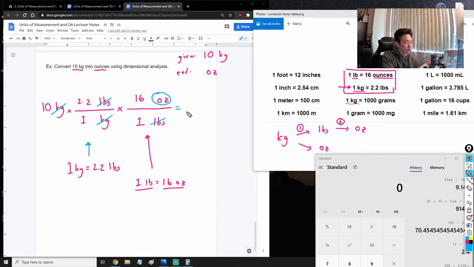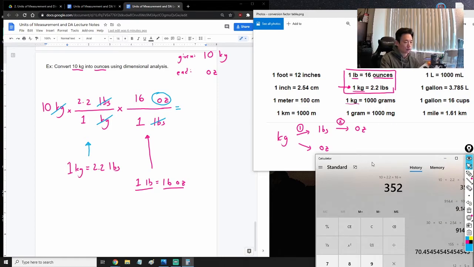So now we can solve this out. What we're going to do is go to our calculator and just multiply everything on the top and then divide by everything on the bottom. So we have 10 times 2.2 times 16, and that should give us 352, and we need to divide that by everything on the bottom, but we just have ones on the bottom, so we don't need to divide that. So our answer is going to be 352 ounces, because that is what we have left over.